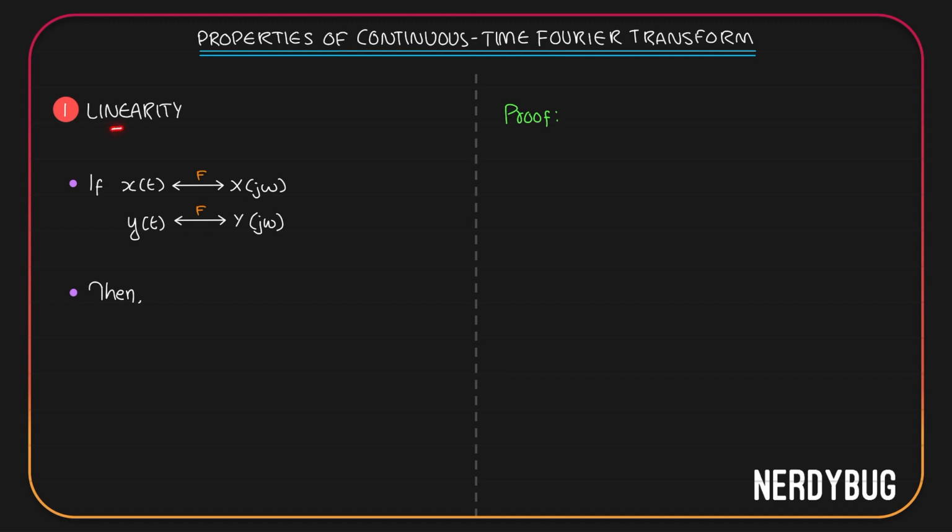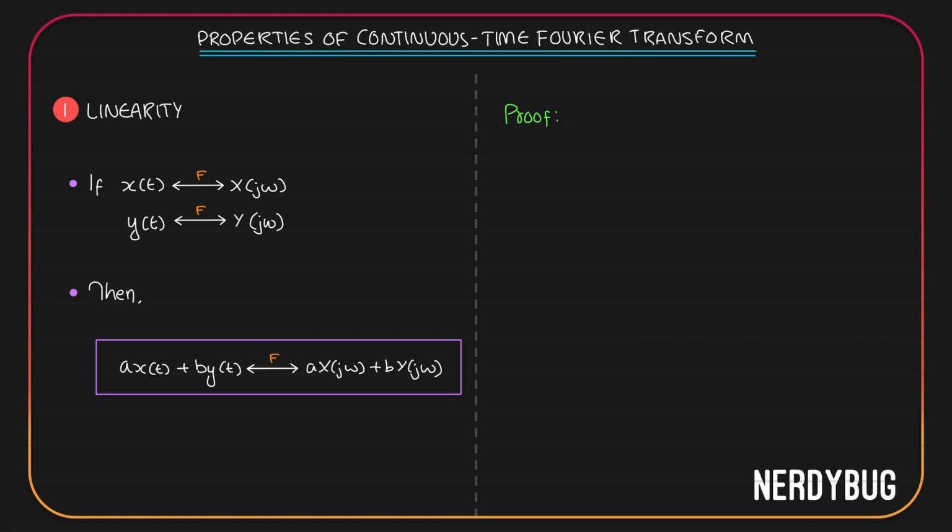Let us start with linearity property. According to this property, if x of t and x of j omega are Fourier transform pairs and y of t and y of j omega are Fourier transform pairs, then the Fourier transform of a x of t plus b y of t will be a x of j omega plus b y of j omega.